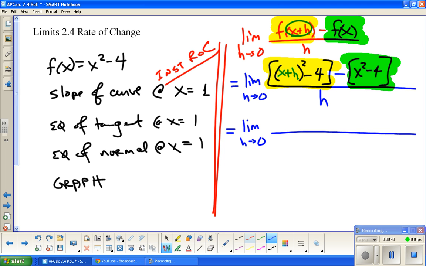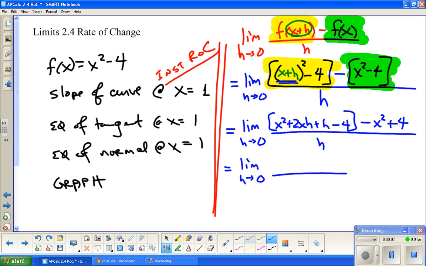All right, so I need to distribute this out. That's really x plus h times x plus h, and we've done that part enough. It's probably familiar. So this is all of the first one, and I'm going to distribute that negative, so plus 4. Now I'll combine like terms. x squared minus x squared, goodbye. Negative 4 plus 4, goodbye. So this is now 2xh plus h all over h.